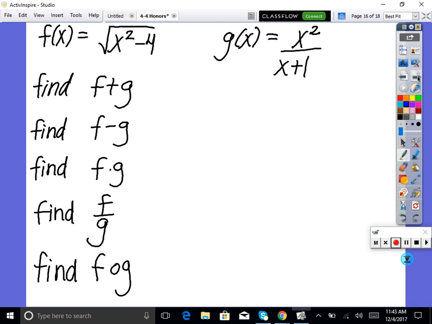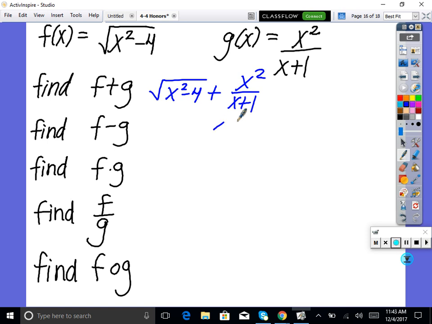Let's just do f plus g, everybody. Just watch because the domain's the hard part. So we have the square root of x squared minus 4 plus x squared over x plus 1. I don't need you to get a common denominator and put it all together. Let's just leave it there and state the domain because that's the hardest part.